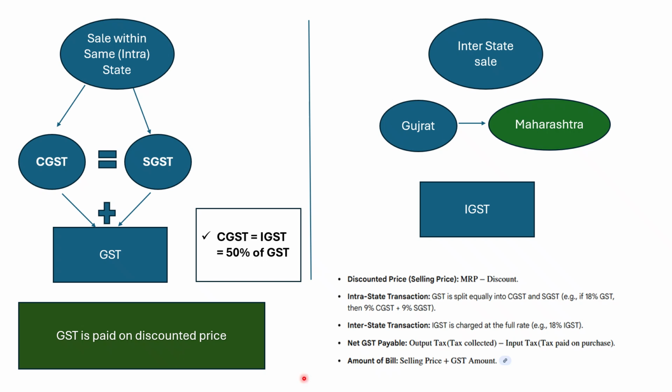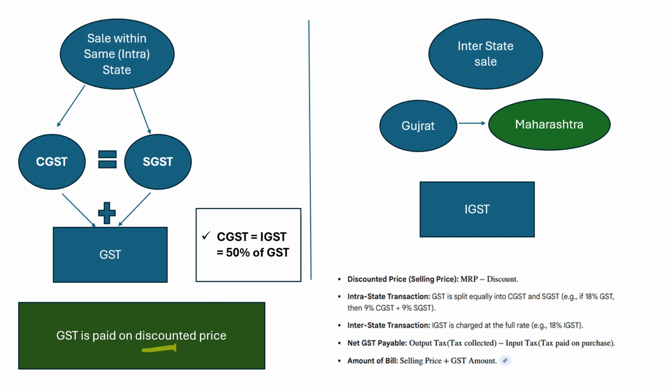When the transaction is intrastate, then the tax is divided between central GST, CGST, and SGST. Both these taxes are equal and it is 50% of GST. If GST is 18%, your CGST is 9%, SGST is 9%. Now the GST is paid on discounted price. You should remember GST is always paid on discounted price.